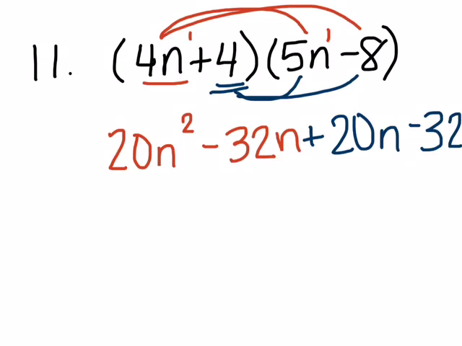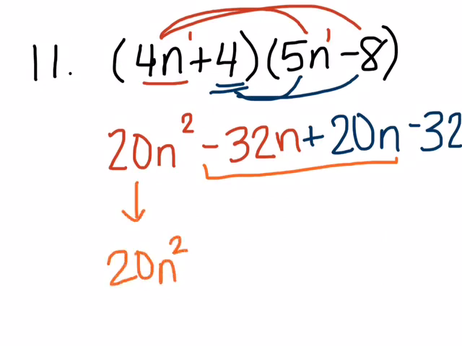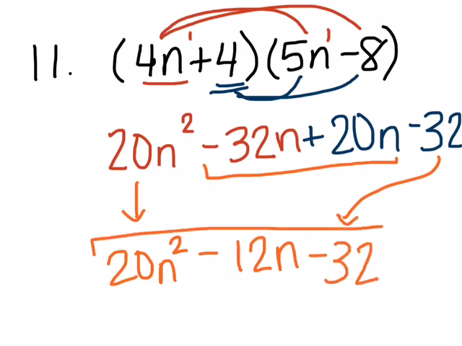Last step is to combine our like terms. So I'm going to combine my middle terms. The first term is going to stay the same, 20n squared. We can't combine that with anything because we don't have any other n squareds. I have negative 32n plus 20n. That gives me negative 12n. And then bring down your negative 32. And that's your final answer.